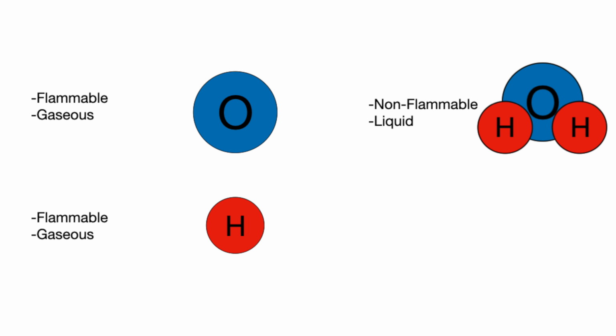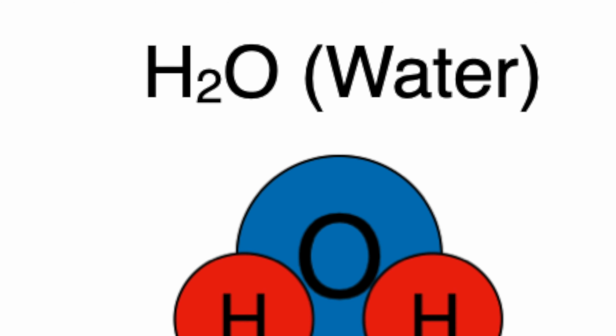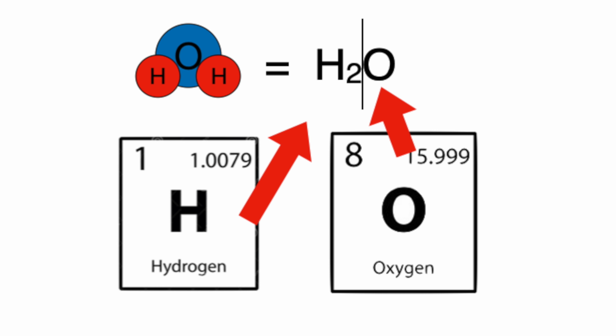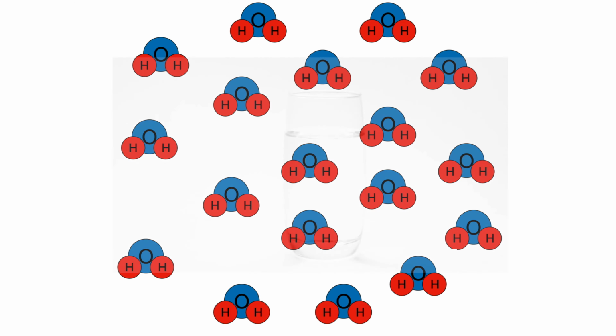The compound most people are familiar with is H2O, water. The chemical symbol H2O tells us that there are 2 hydrogen atoms and 1 oxygen atom in a water molecule. Many of these molecules together would get us a glass of water.